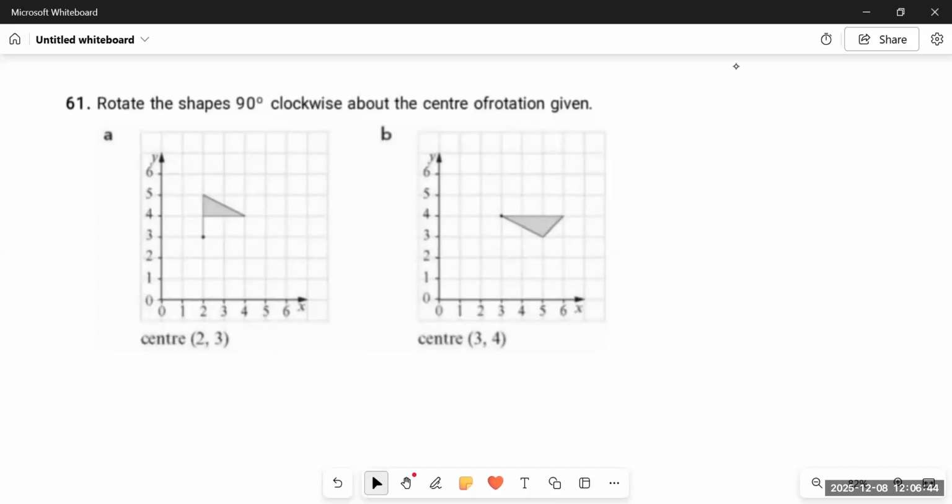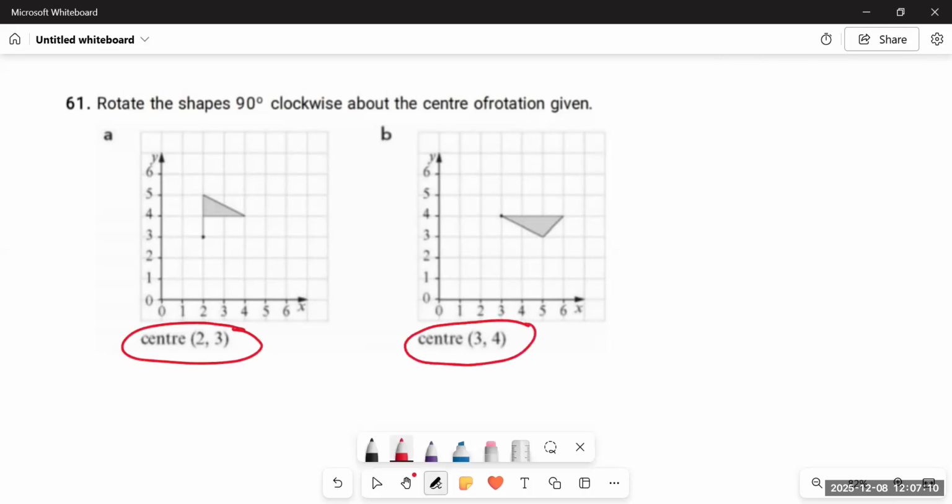Now, after reflection, after translation, after finding the distance, we have to move to the next exercise. These questions are related to 14.5, that is rotating the shapes. As you can see, the question says rotate the shapes 90-degree clockwise about the center of rotation given. We are provided with the center of rotation of 2, 3 in the first figure and 3, 4 in the second figure, and we have to rotate it 90 degrees clockwise. Okay, so these are some important components that we have to look for.